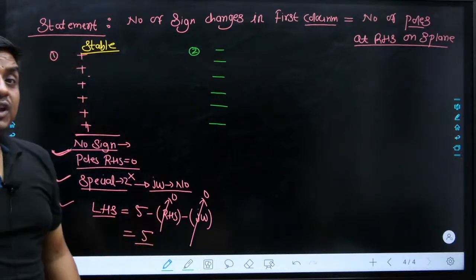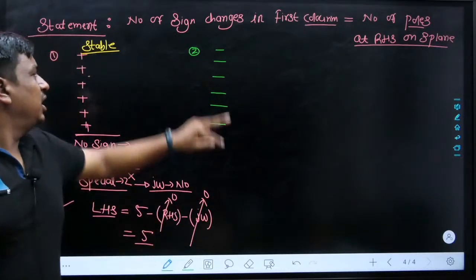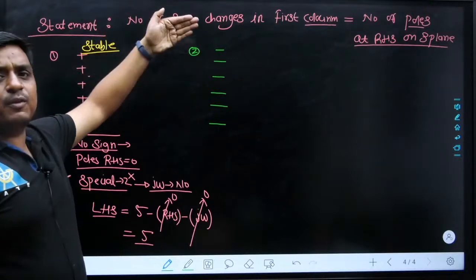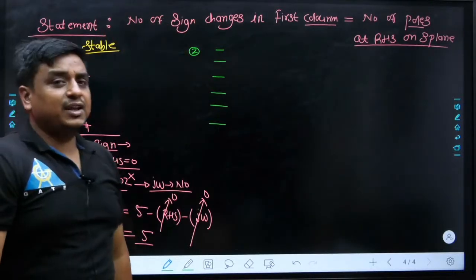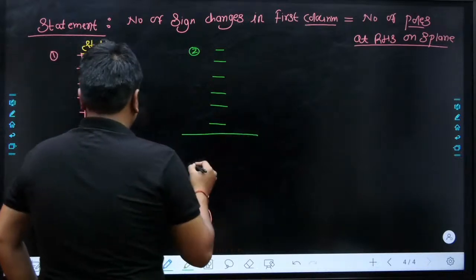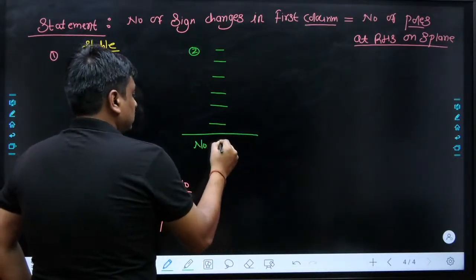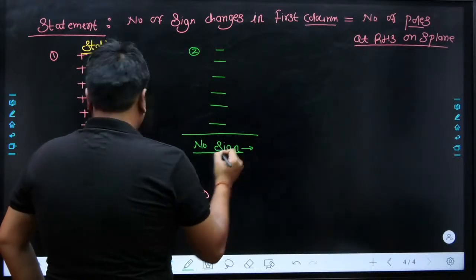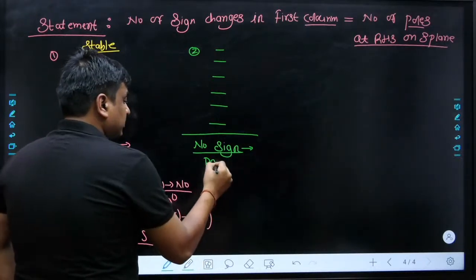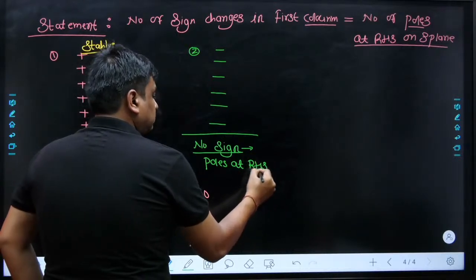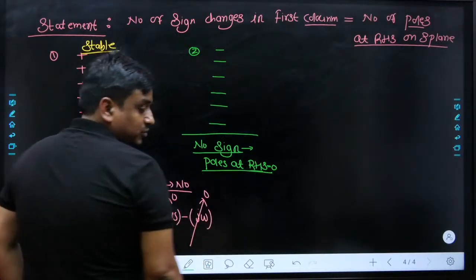We calculate the number of sign changes. Minus to minus, no sign change, minus to minus, no sign change. And if you start from s to the power of 5 and go till s to the power of 0, there is no sign change as such. So here it goes, no sign change, or I can say the poles at RHS is simply equal to 0.